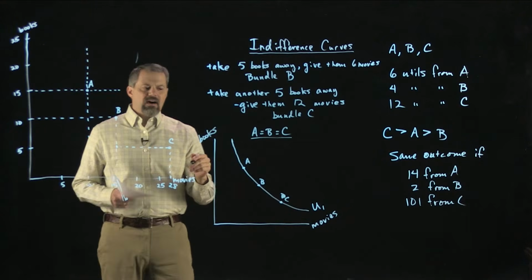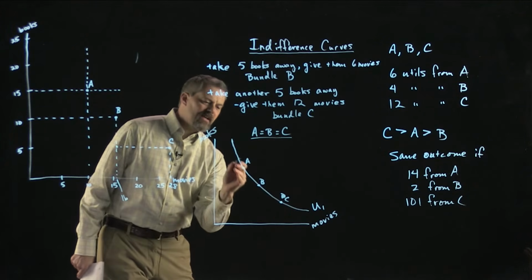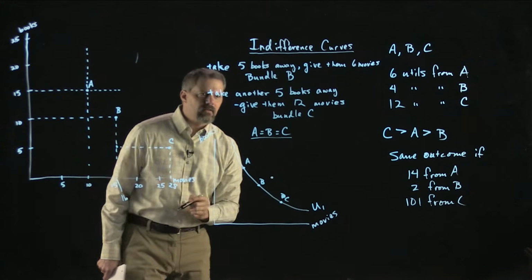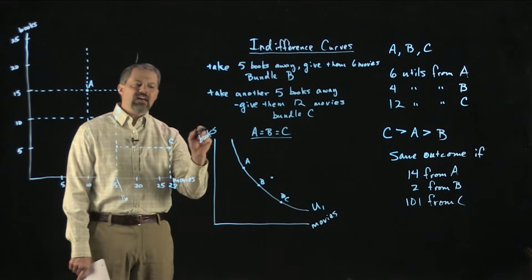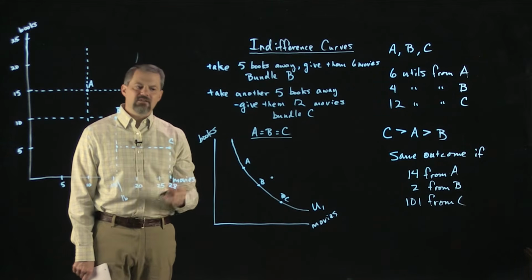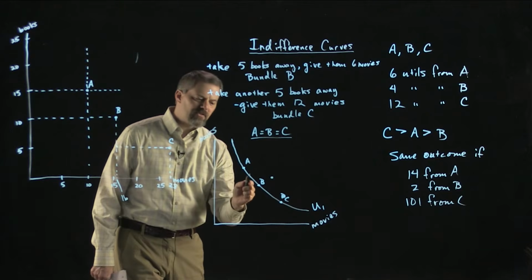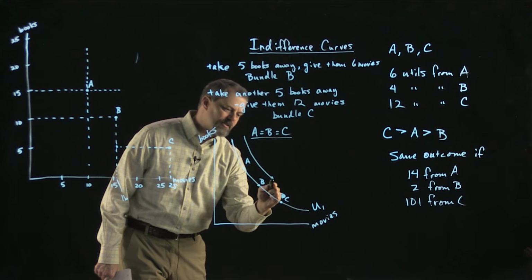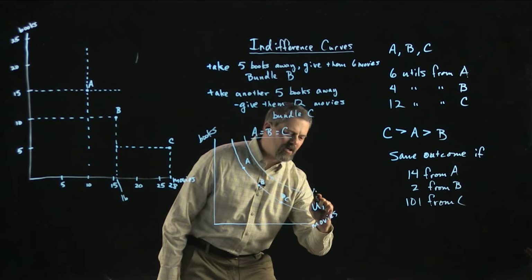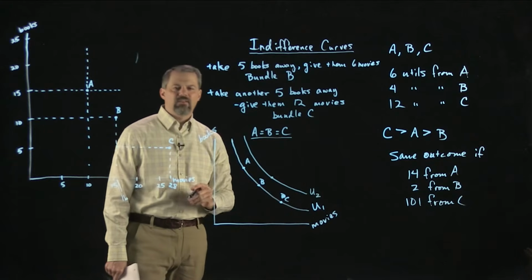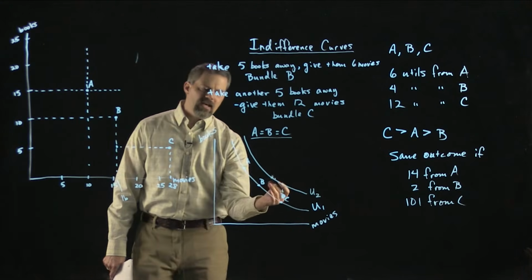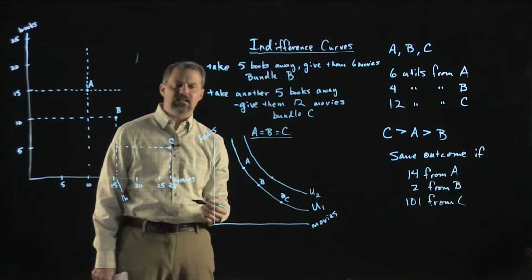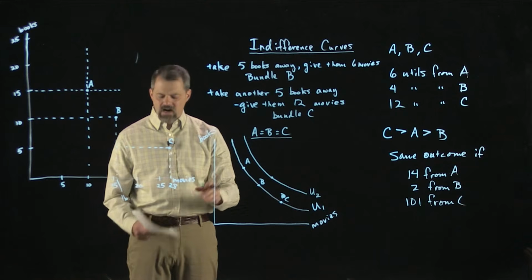If we were to think about now comparing any bundle on this indifference curve to a bundle like this one, that bundle right there is going to provide a higher level of utility than any of the bundles on this indifference curve. That bundle would actually be on a higher indifference curve, one that might look like that. We could call it U2. It provides us with a higher level of utility, and we know that because it contains more of both goods than this bundle B down here. Okay? It's on a higher indifference curve.